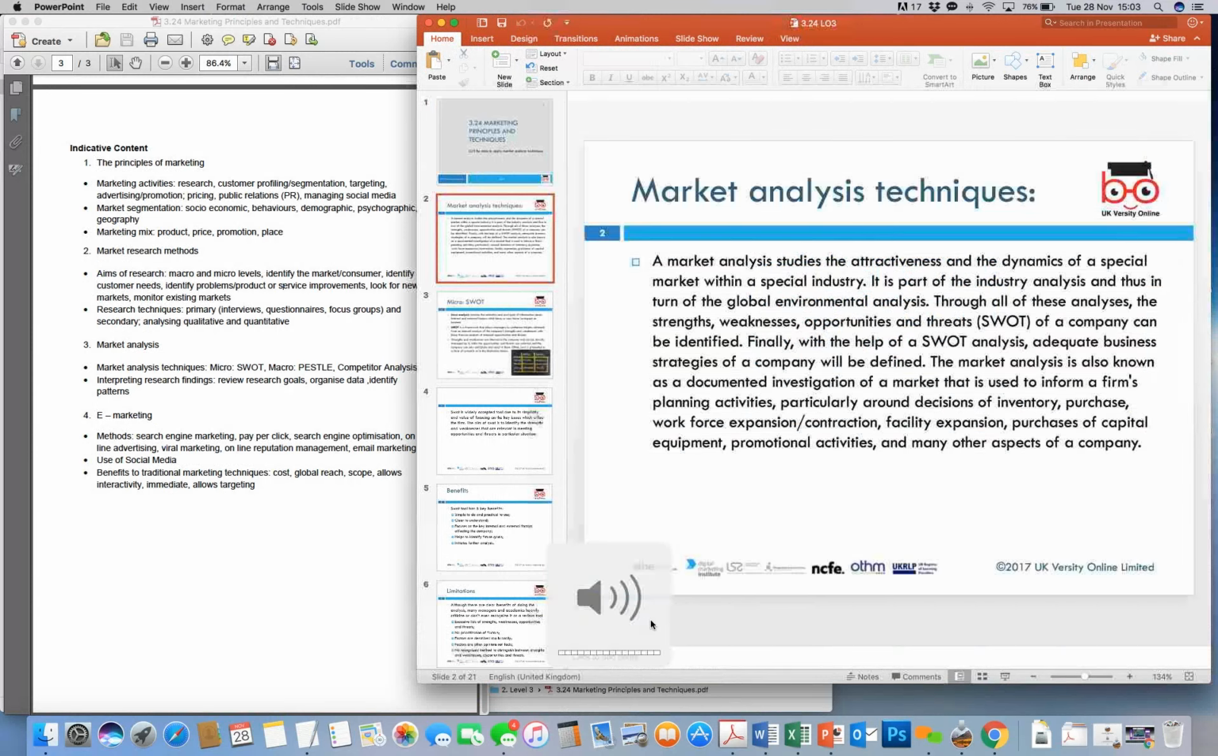Now, going forward, let's look at a few definitions first. What do you understand by the term analysis? Or let's put it this way, when we look at market analysis, let's look at some of the definitions of these core terms first to begin with.